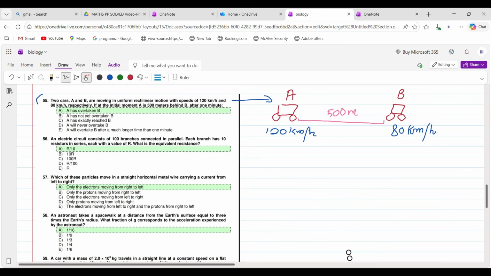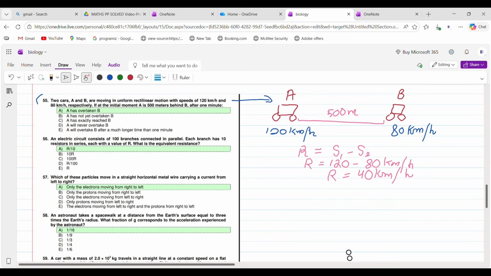So for finding the relative speed, we can subtract the speed of the second one from the speed of the first one. Speed 1 minus speed 2. So speed 1 is 120 kilometer per hour, speed 2 is 80 kilometer per hour, and then 120 minus 80 is what? It is basically 40 kilometer per hour, which means A is 40 kilometer per hour faster than B. This is what the concept of relative speed is.